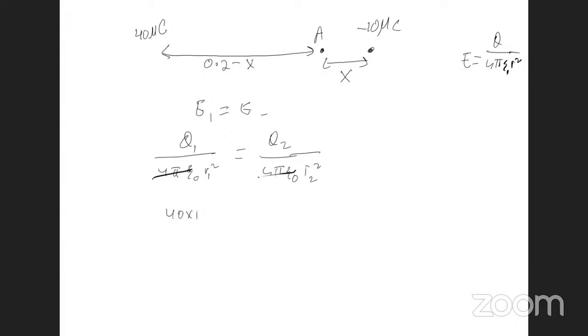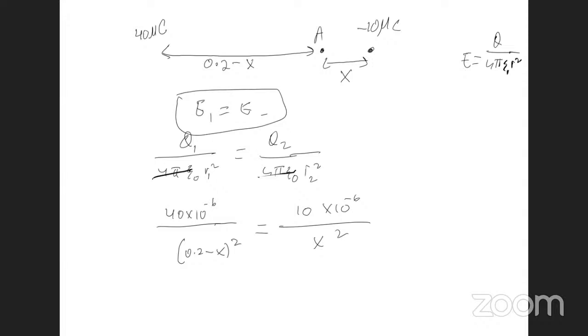Q1 is 40, so that's 40 by 10 to the minus 6. R1 is what? 0.2 minus X, all squared. And Q2 is minus 10 by 10 to the minus 6 all over X squared. The magnitude doesn't matter, so we drop the negative sign. Cross multiply, make X squared the subject of the formula. Everybody follow why I did this? Why I made them equal? So that the final electric field strength will be 0. And why did I call one side X? Because I don't know the actual position, right?